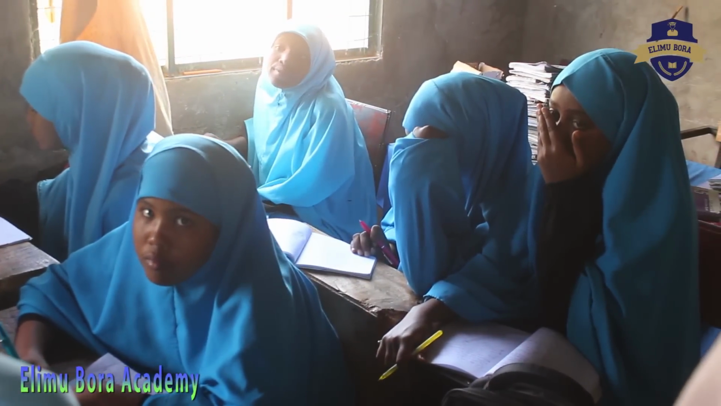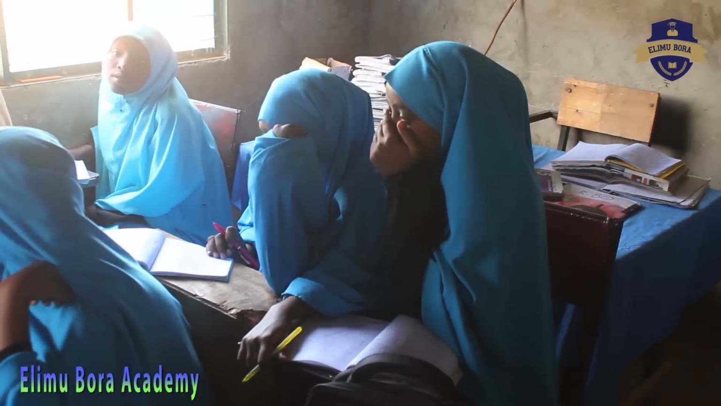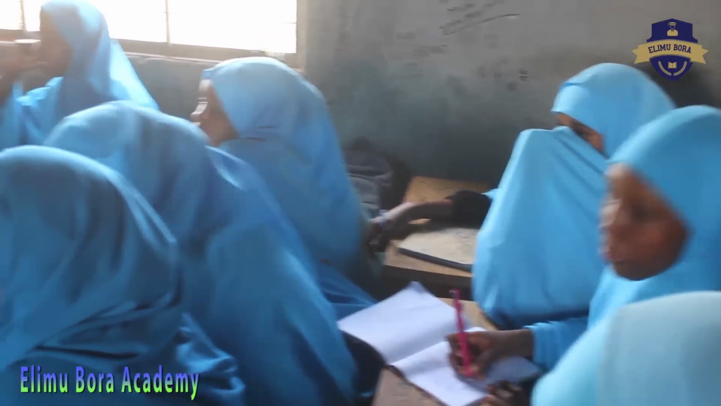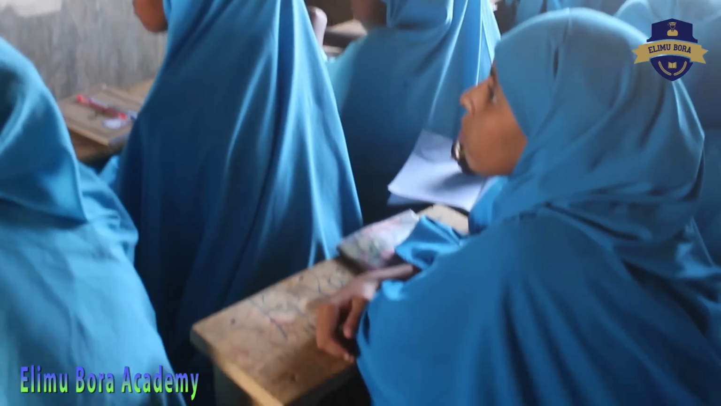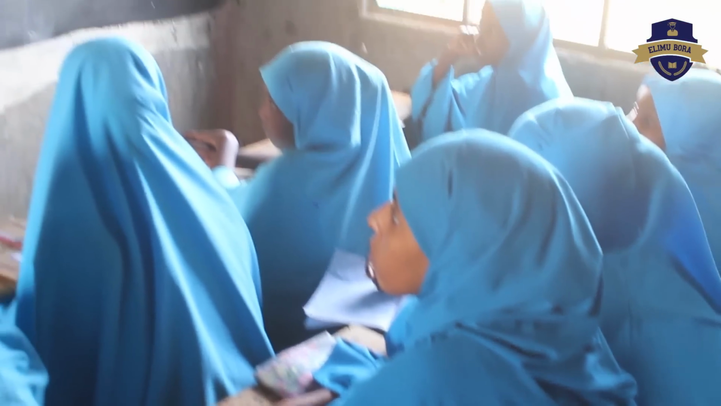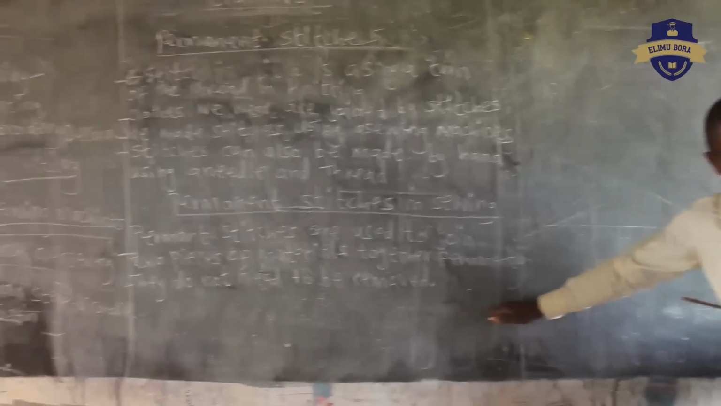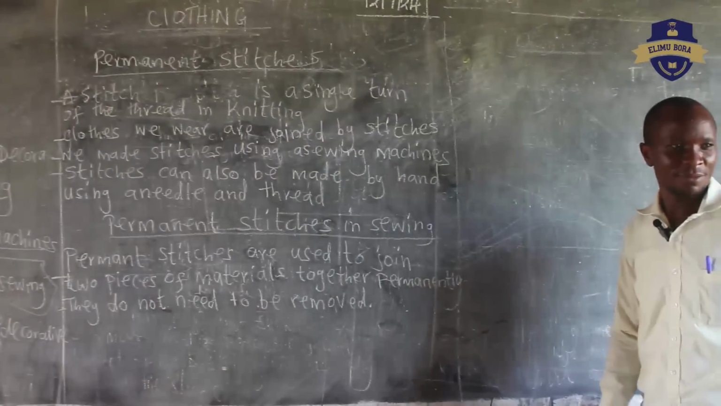For example, look at my shirt there, it has been joined together by use of stitches permanently. Look at my pocket here, it has also been joined by stitches permanently. And what have we said? They do not need to be removed.